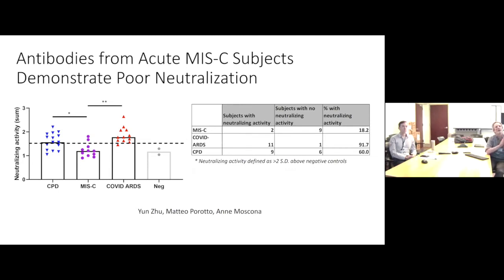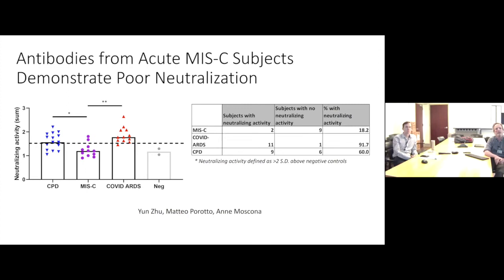One thing that was quite striking is that if you remember back, the antibody levels were very similar between the CPD patients and the MISC patients, but one thing that we noticed is that the MISC patients actually had very low levels of neutralizing antibodies, compared to both the convalescent plasma donors and the COVID ARDS patients. So although these pediatric patients had anti-S IgG, the neutralizing activity of the antibodies was actually quite poor.